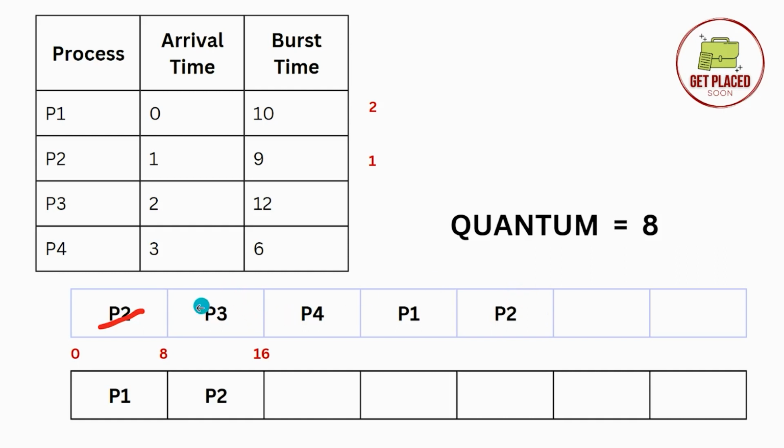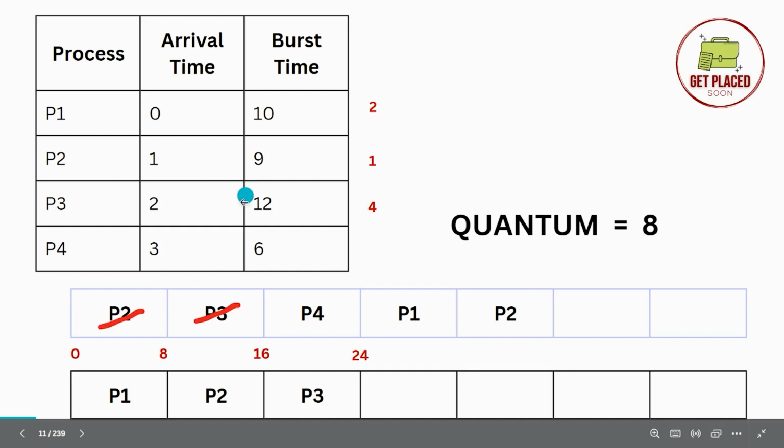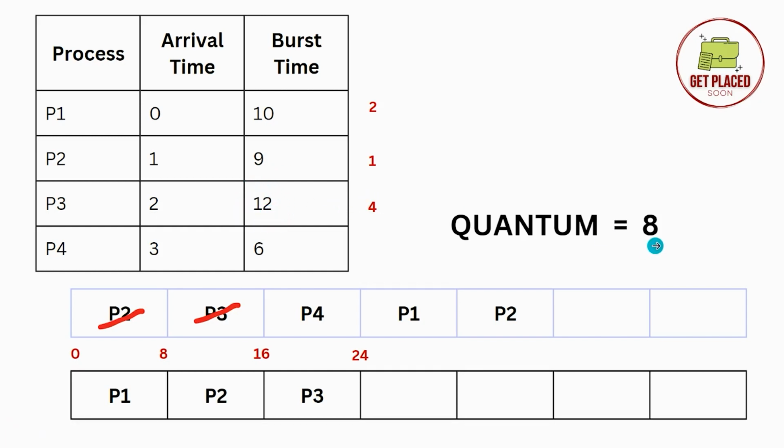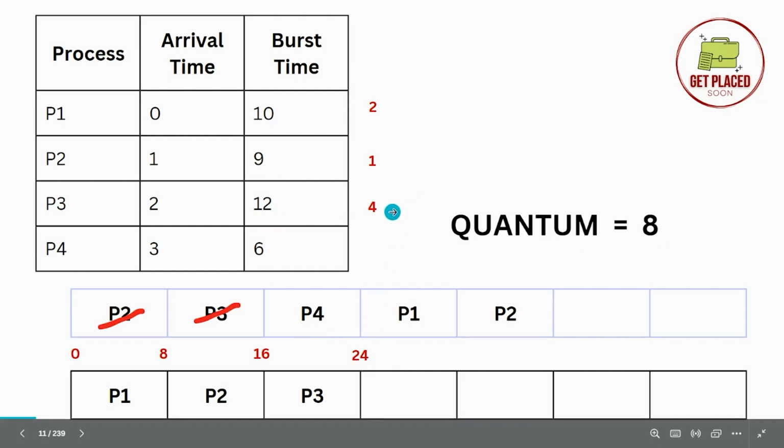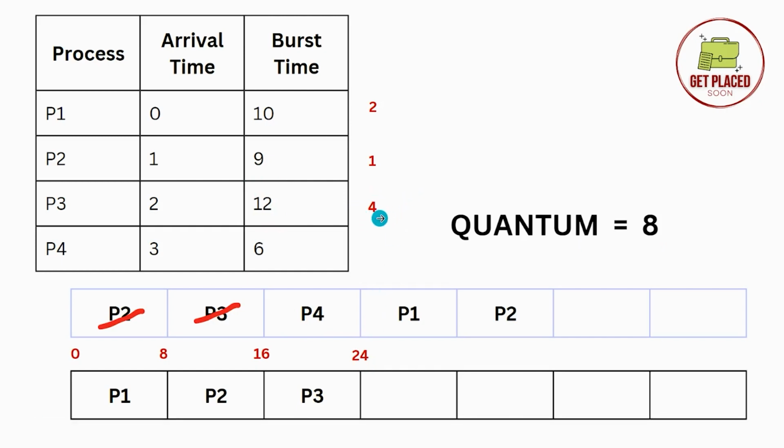Next in the ready queue we have P3. So next from 16, the burst time is 12. The quantum is 8. 16 plus 8 is equal to 24. And how many are left? 4 left. So P3 is still left. That's why we will add P3 at the end of the ready queue. So P3 is added here. Next comes P4. The quantum is 8 and the burst time is 6. So we don't need to use the 8 units of time.